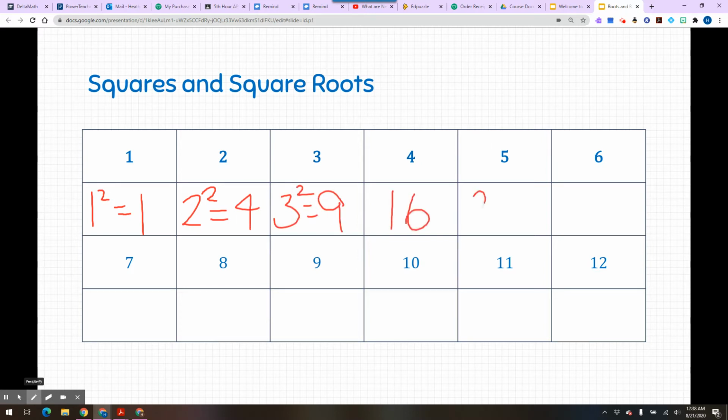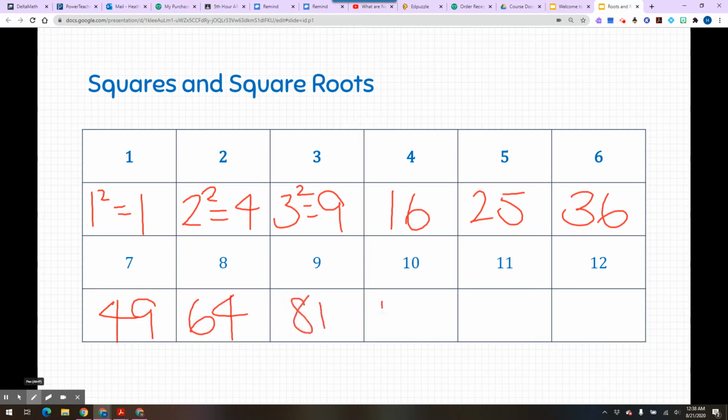And when you square each of these numbers, the result is called a perfect square. Being able to identify your perfect squares will make Algebra 2 much easier. So you know that if 8 squared is 64, then the square root of 64 equals 8.